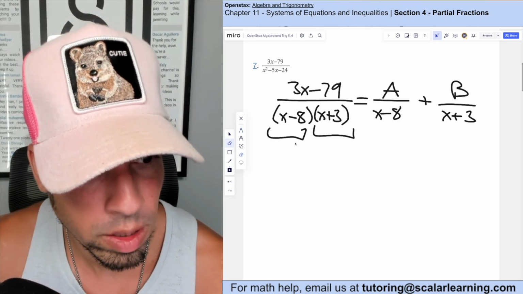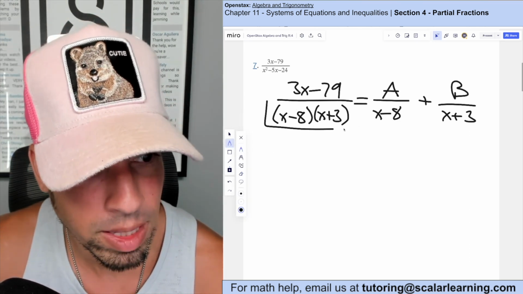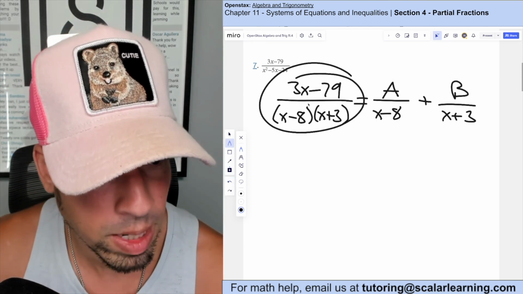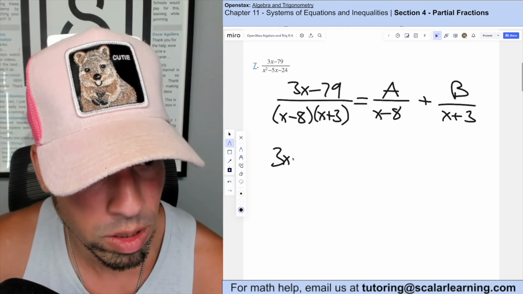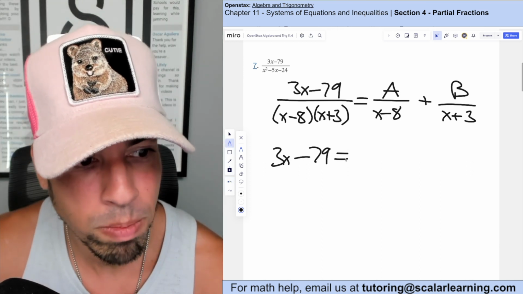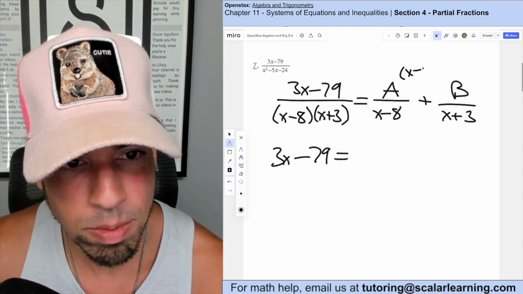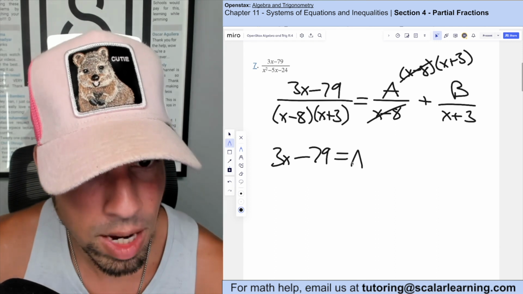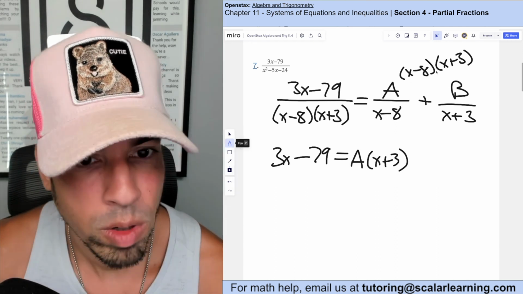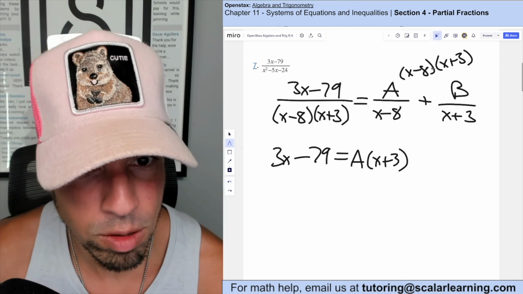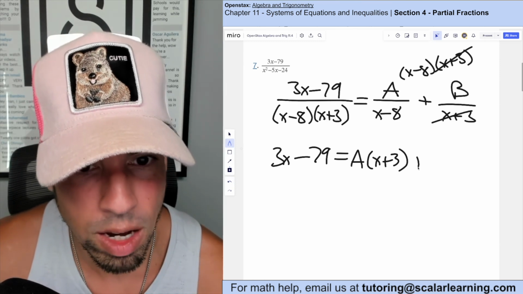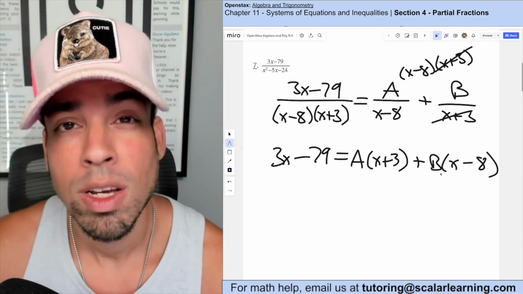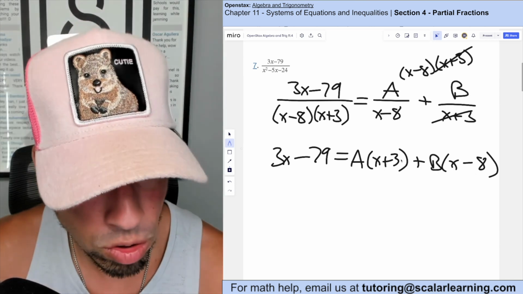Now what I'm going to do is multiply everything by this entire denominator, right? The reason why is because if I multiply this by its denominator, it just gets rid of the denominator, right? And then when I multiply it over here, I've got x minus 8 times x plus 3. What's going to happen? These are going to cancel out, and I'm going to have a times x plus 3. When I multiply this against this, the x plus 3s are going to cancel out, and we've got plus b times x minus 8. Okay, now we got this great equation. Now we can plug and chug values for x to solve for a and b.